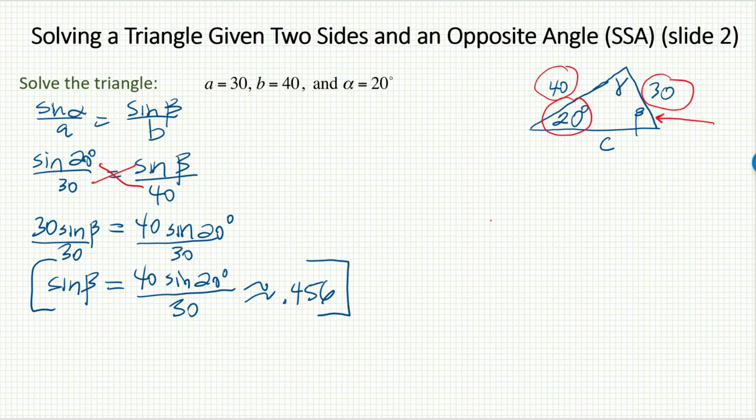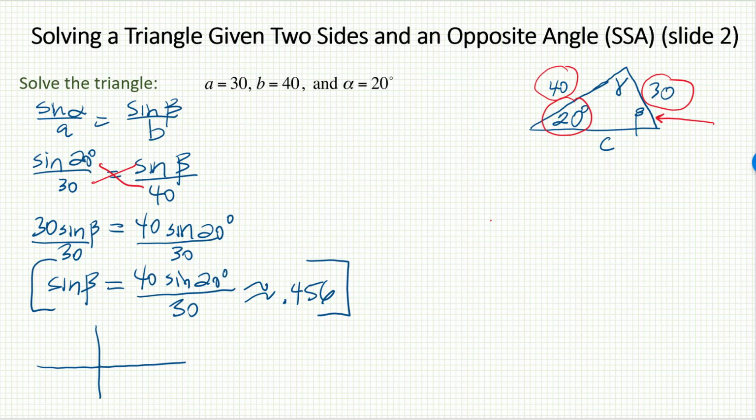That's a trig equation, and I need to remember that trig equations have lots of solutions. Now, I don't need to find all the solutions. Thankfully, beta is an angle in a triangle, which means it can only be between 0 and 180 degrees, but I do need to find any angle in that range that is a possibility, which means I'm going to have to draw a picture. That's how we find solutions to trig equations.